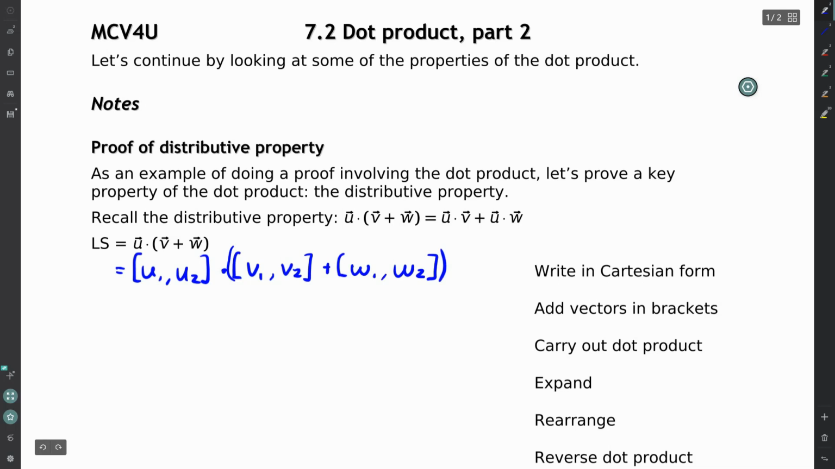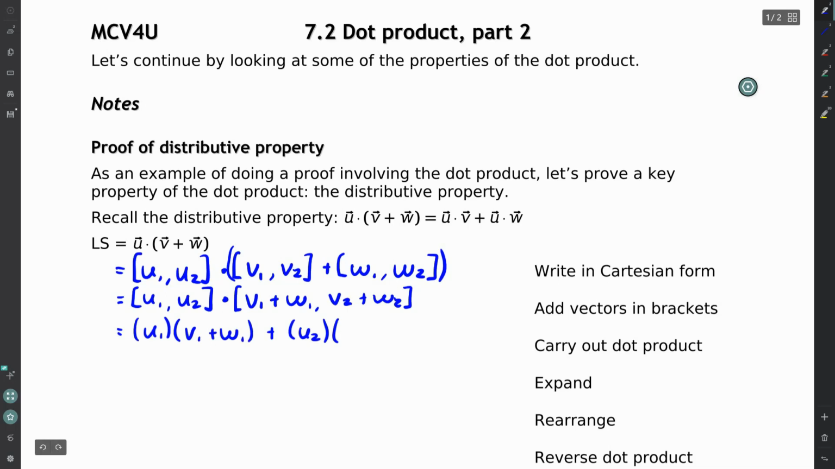So this is almost by definition. We know how to add vectors in Cartesian form. Once we've got the vectors added, we can do the dot product because we also know how to do the dot product in Cartesian form. Our proof of that did not rely on the distributive property, and so we're not reasoning in circles. It's the product of the first components plus the product of the second components. So we're going to have u1 times (v1 plus w1) plus u2 times (v2 plus w2).